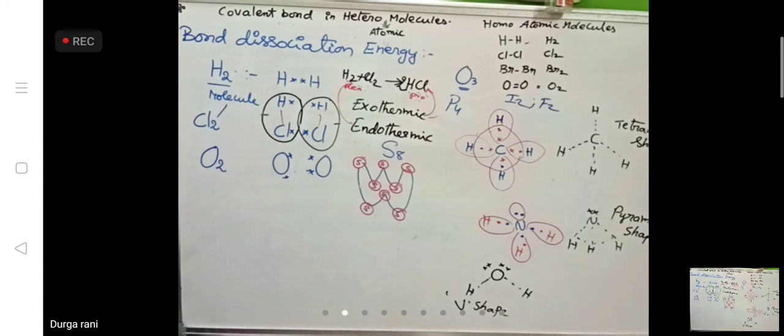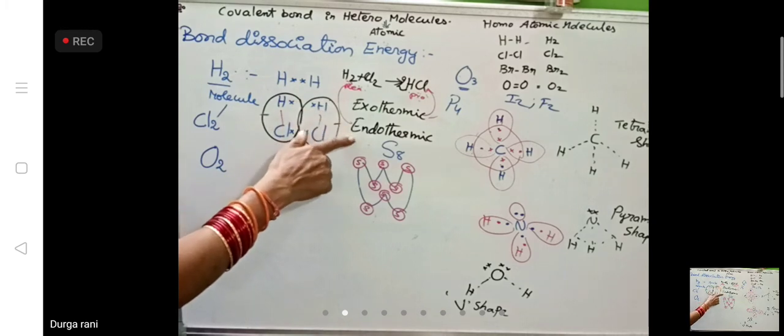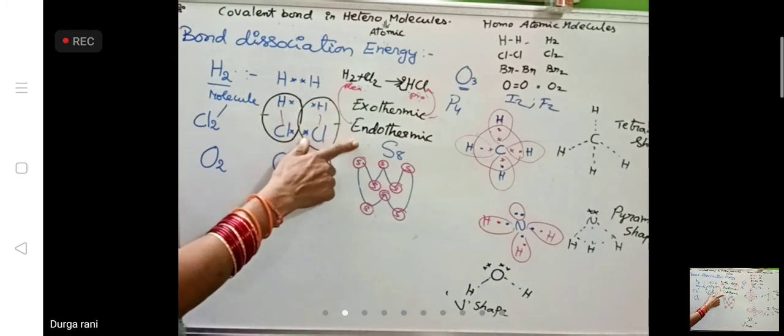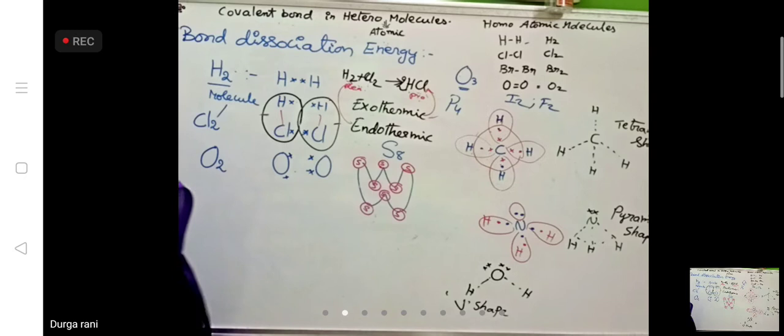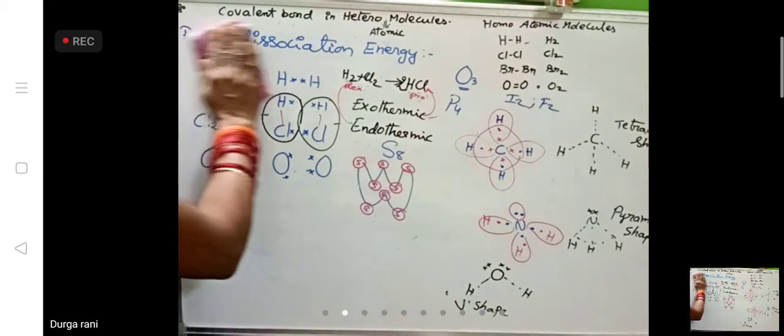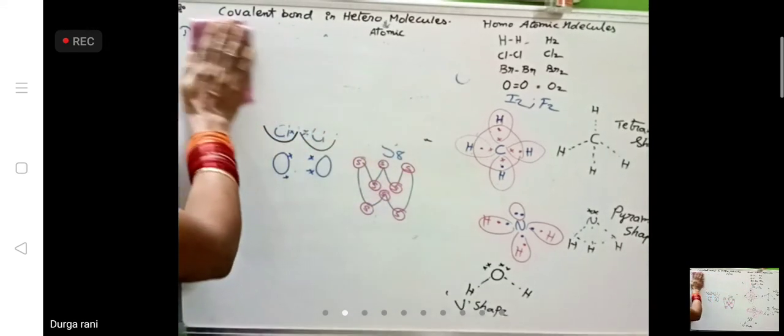Now, let us come to bond dissociation energy. We have learned exothermic and endothermic reactions also. Okay. Examples of distorted molecules, now we are going to learn. Examples of distorted molecules.